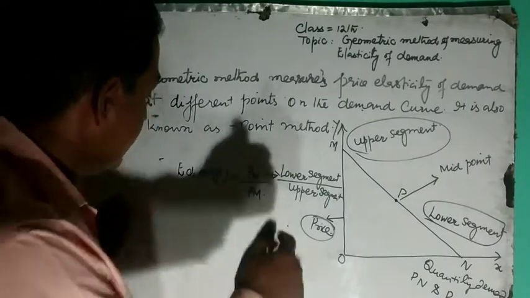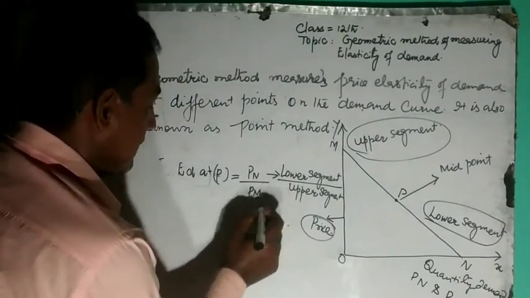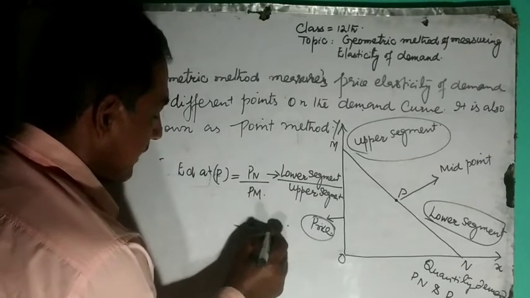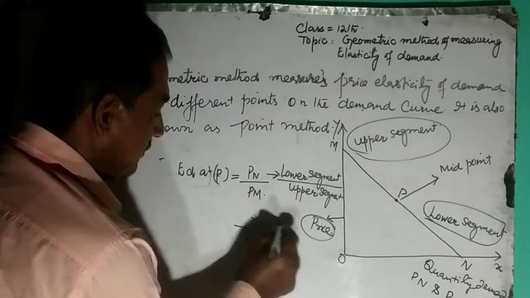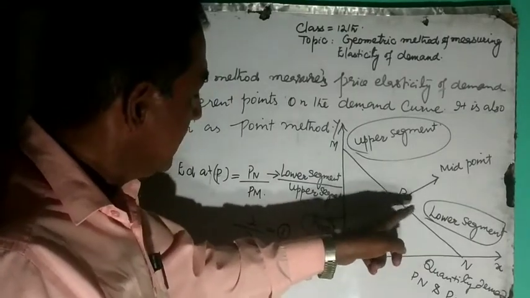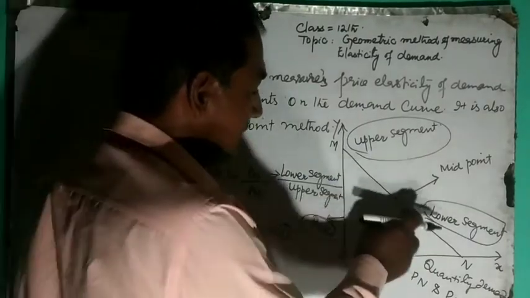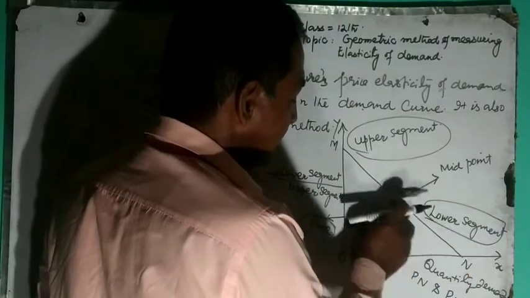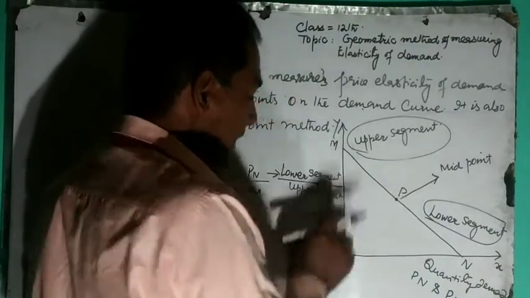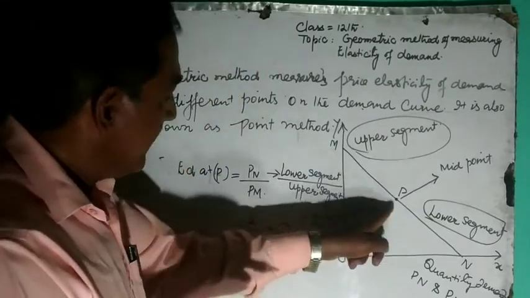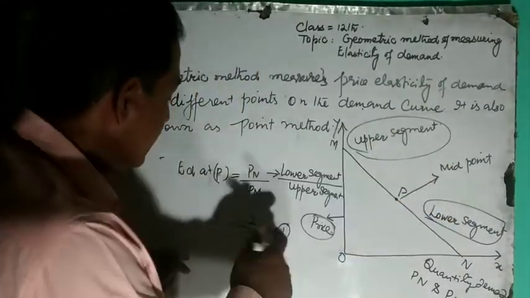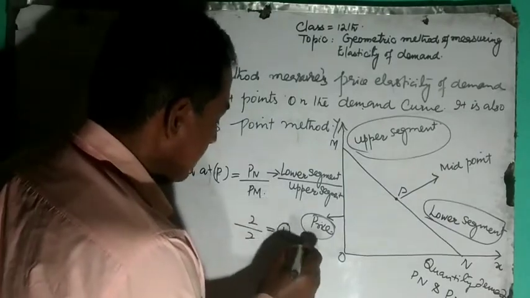So we see that if lower segment is 2, upper segment is 2, it is equal to 1 when 2 is divided by 2. This is exactly half of the Mn curve is Pn and half of the Mn curve is Pm. So at P or at midpoint our elasticity of demand is equal to 1.